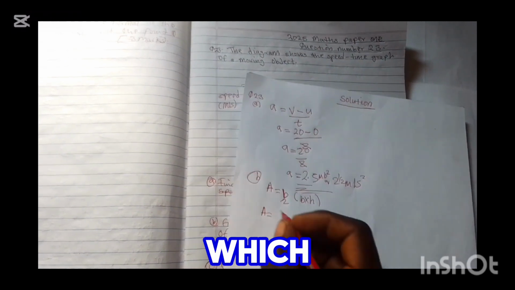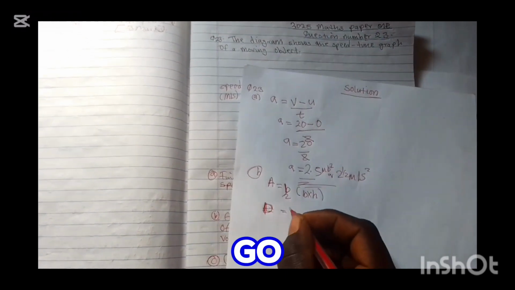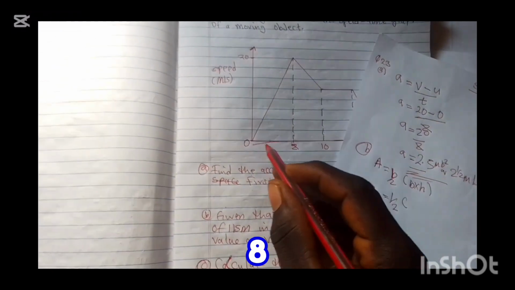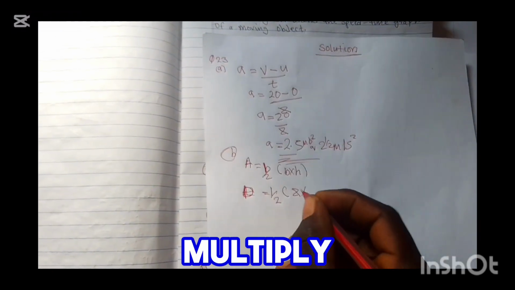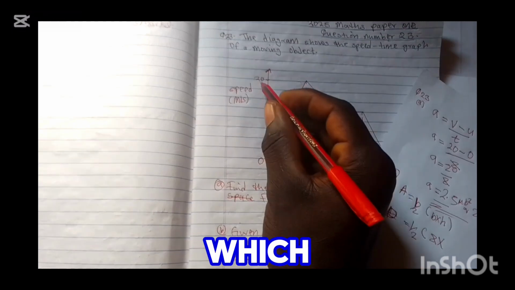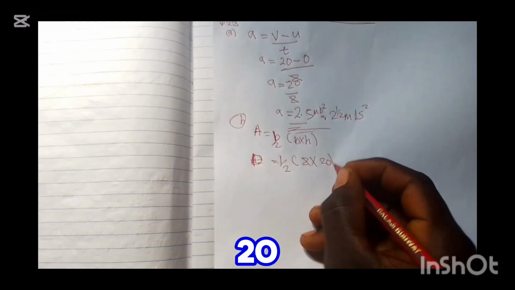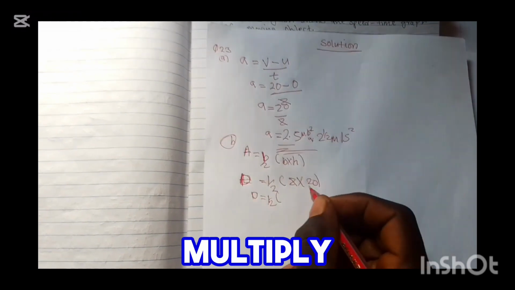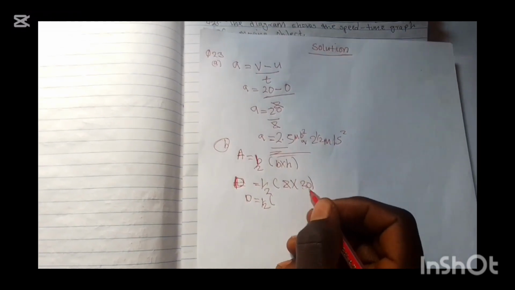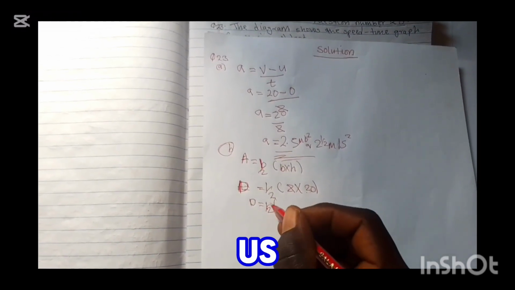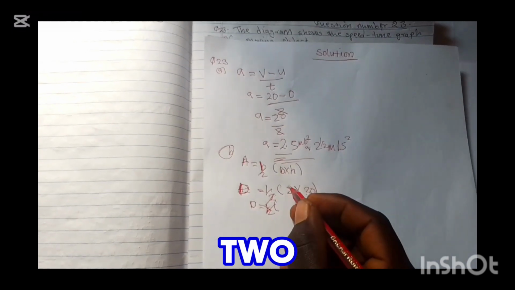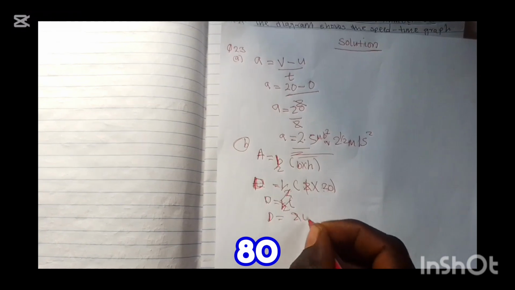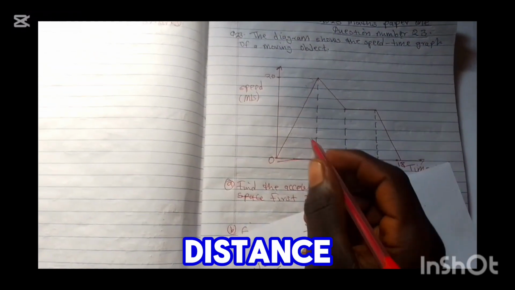So the distance is equal to half, open bracket, base, which is we're going to take 8 from here to here, multiplied by height, which is 20. So distance is equal to half, open bracket, 8 multiplied by 20. Let us first divide 8 by 2 here. So distance is equal to 4 multiplied by 20, which is 80 meters. So we have known the distance of the first part.